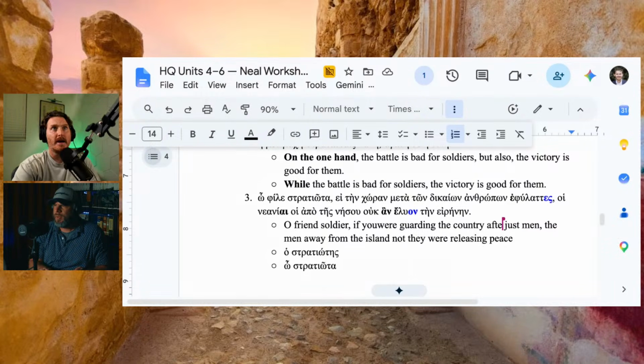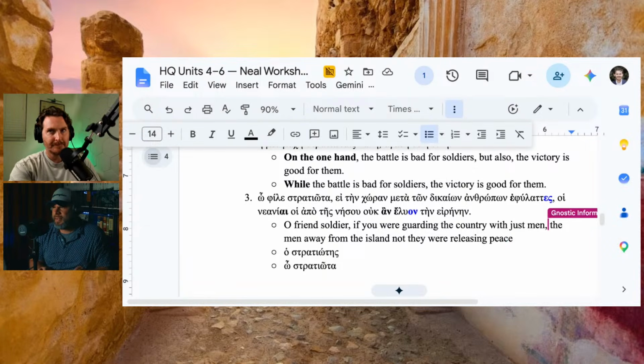Meta ton. So meta plus genitive. Meta ton. Oh yeah, that's right. Dikaion. It was right? With, yeah. Yeah, so this is with, here with meta. You're guarding the country with just men. Yep. And then or righteous men, right? Yeah, or righteous people. You know, anthropoi could be people. Yeah, exactly. With the just, right? Right. Well, I mean, yeah, here you do have specifically, explicitly people. Yeah. So then you have the men from the island.